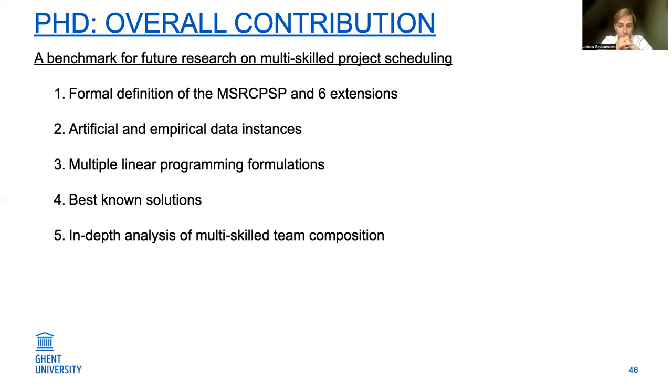And then for each of these problems, we have created artificial and empirical data instances. We have proposed seven LP formulations for each of these problems. And we have also provided best known solutions for these problems, which will hopefully trigger other researchers to also research the multi-skilled project scheduling problems and try to beat our best known solutions. And finally, we also did a more in-depth analysis of multi-skilled team composition to strive to analyze specific workforces also in scheduling in the future, hopefully.